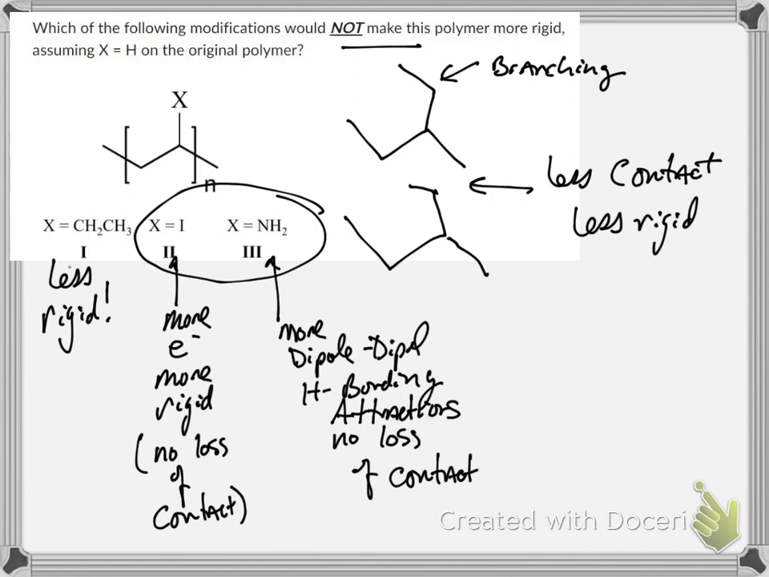So for this case, we would pick 2 and 3. No, 2 and 3 would make this more rigid. So 2 and 3 would be a recipe to make it more rigid. But if our goal was to make this less rigid, then the answer would be Roman numeral 1 because of the additional branching. 2 and 3 would make it more rigid.